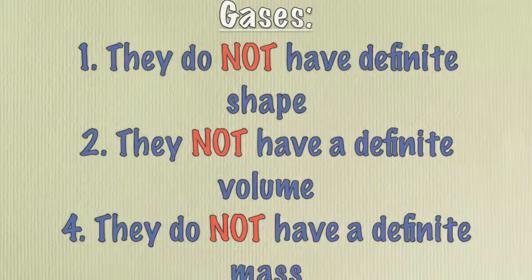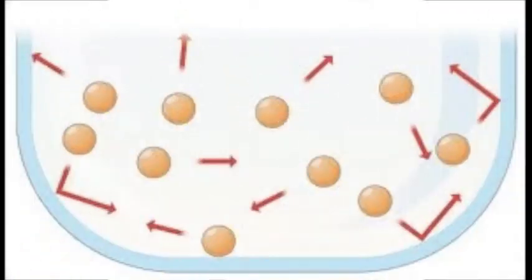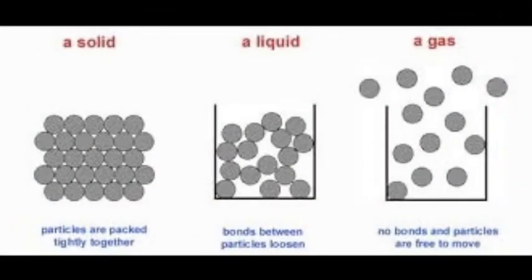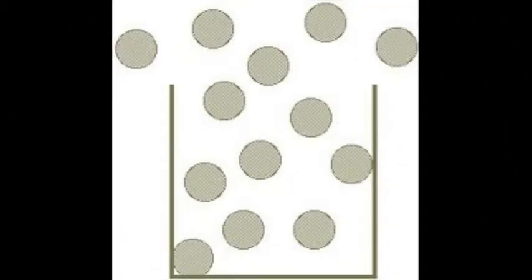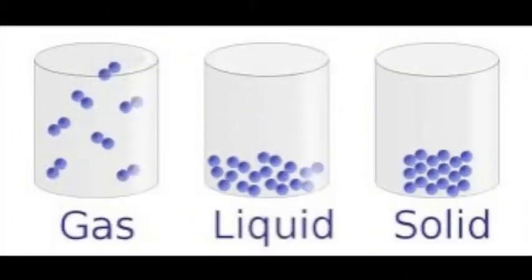Gases, however, do not have a definite shape, do not have a definite volume, and do not have a definite mass. Gas particles are moving around you at all times, and you can't even see them. Gases are the most unorganized of all the physical properties of matter. The particles within a gas can drift around freely and do not have to stay within a container, as they are very hard to contain. They are very far apart and do not have a regular formation to stay in.